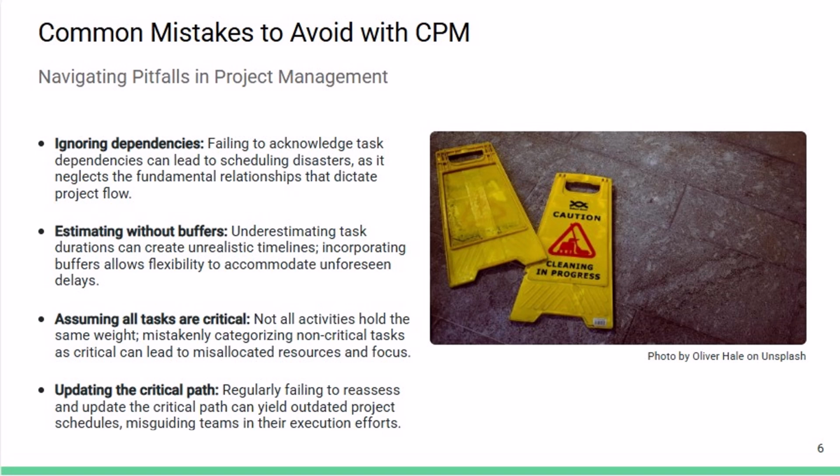So what are the common mistakes people normally make that we should avoid? People sometimes ignore the dependencies. They don't acknowledge the dependencies, and if they do not identify the dependencies well, then CPM will fail. Again, estimating without buffers. Underestimating task duration can create unrealistic timelines, and we falter in incorporating buffers. If a buffer is not there, then the flexibility to accommodate unforeseen delays will not be available.